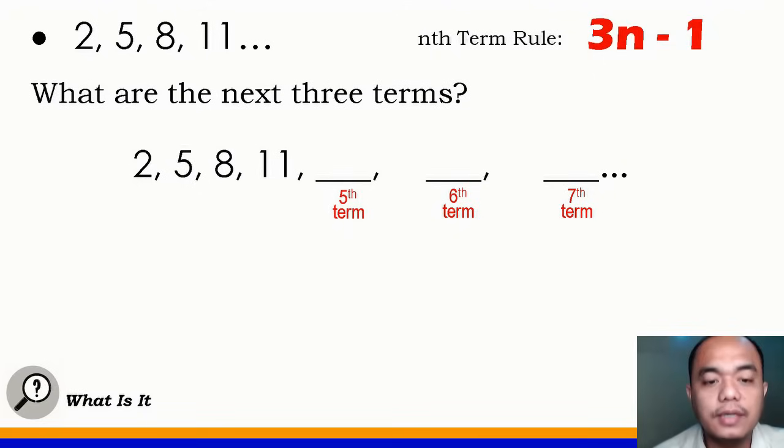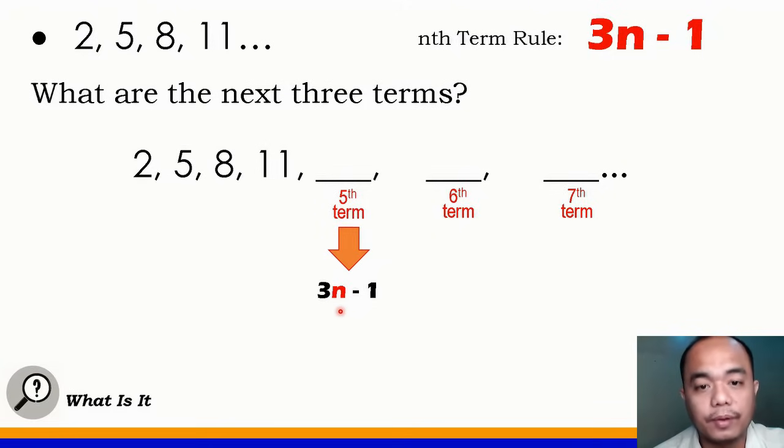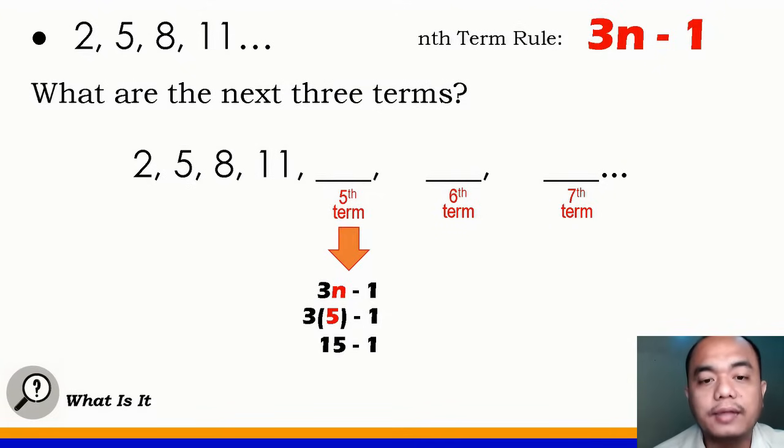So again, we will be using our nth term that we formulated. So we have 3n minus 1. So n here will be substituted by 5 because n here represents the term number. That means 3 times 5 minus 1. 3 times 5, how much? Correct, that's 15. That's 15 minus 1. And then 15 minus 1 equals 14. So what is our fifth term? Our fifth term here is 14.